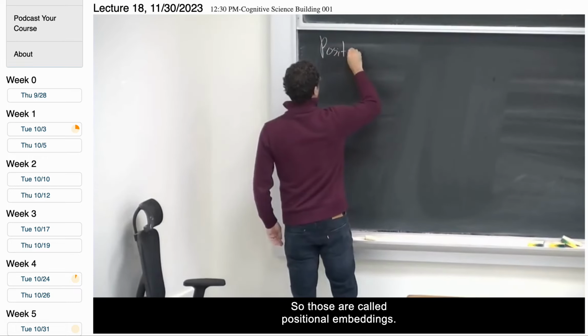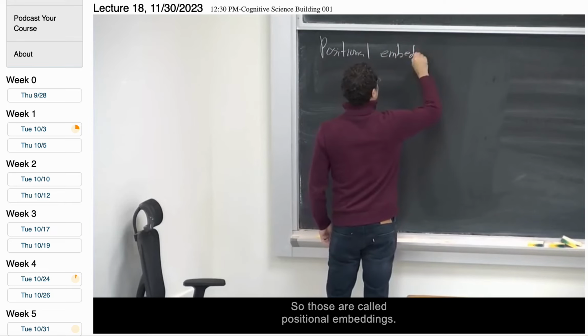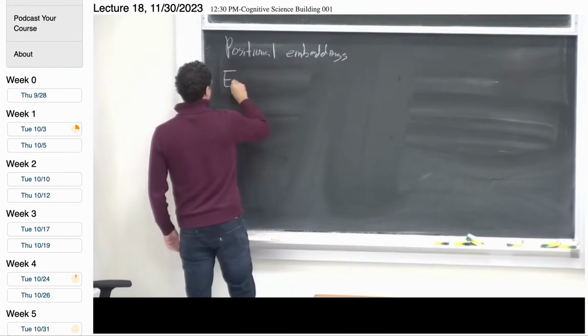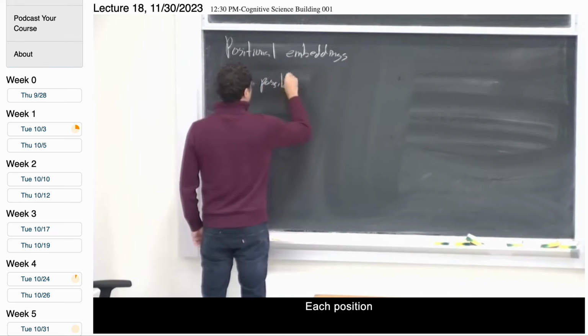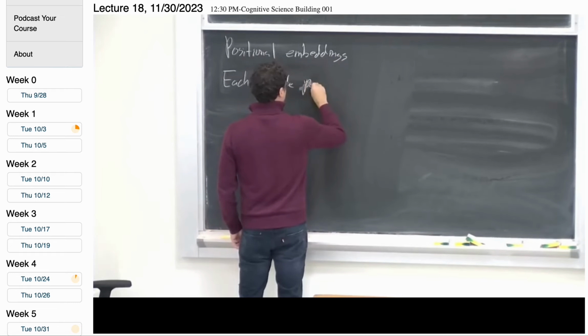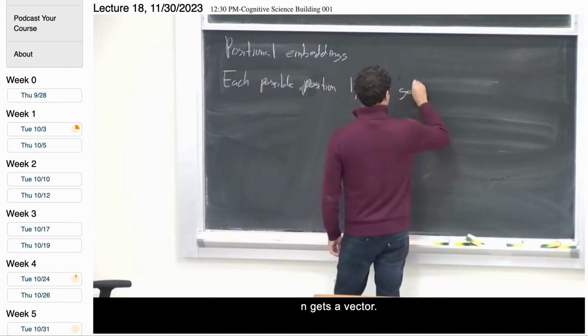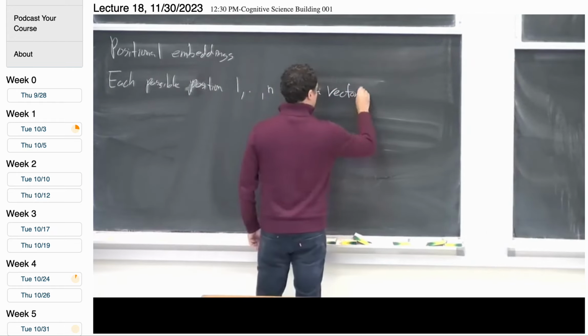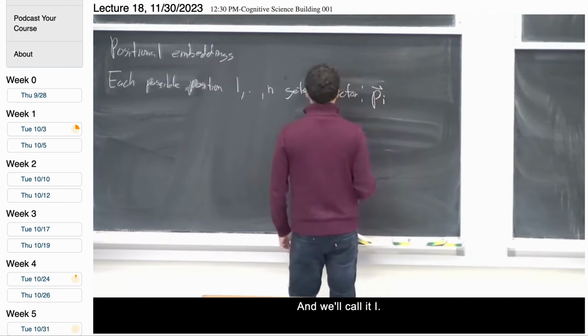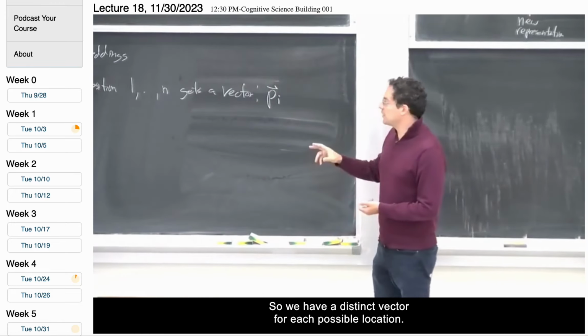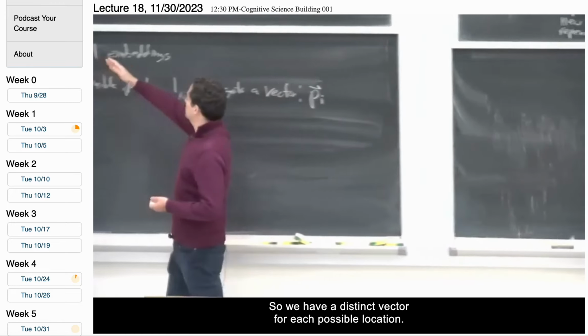those are called positional embeddings. Each possible position, 1 through n, gets a vector, and we'll call it p_i. So we have a distinct vector for each possible location.